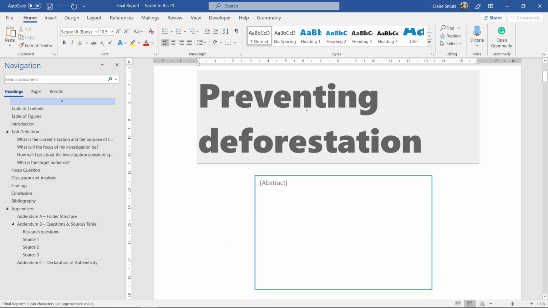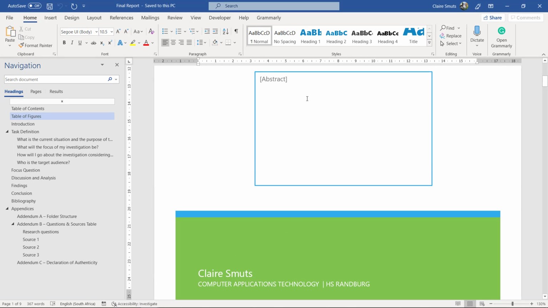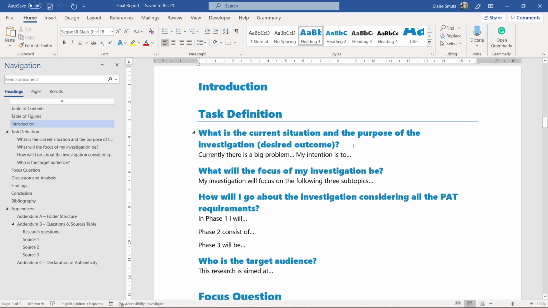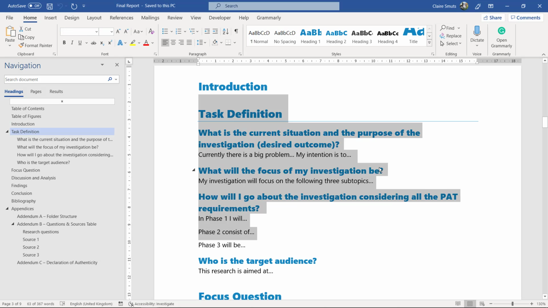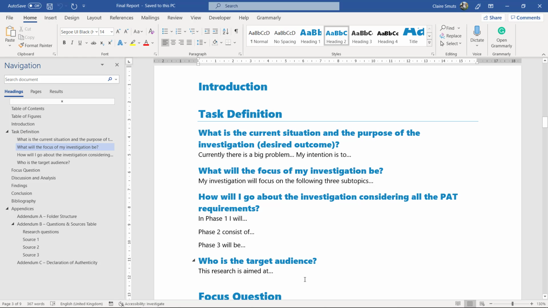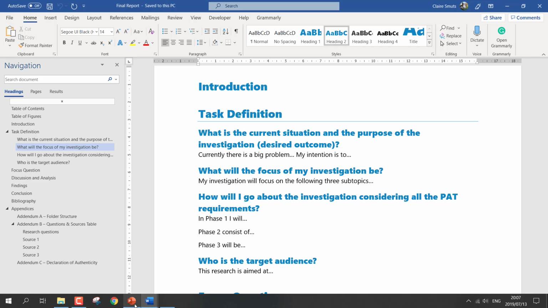So what we're going to do as a start, we're going to write the abstract after we've done our conclusion. We're going to write our introduction now. So we are going to use our task definition for the introduction. Let's have a look at what we need to do for the introduction.